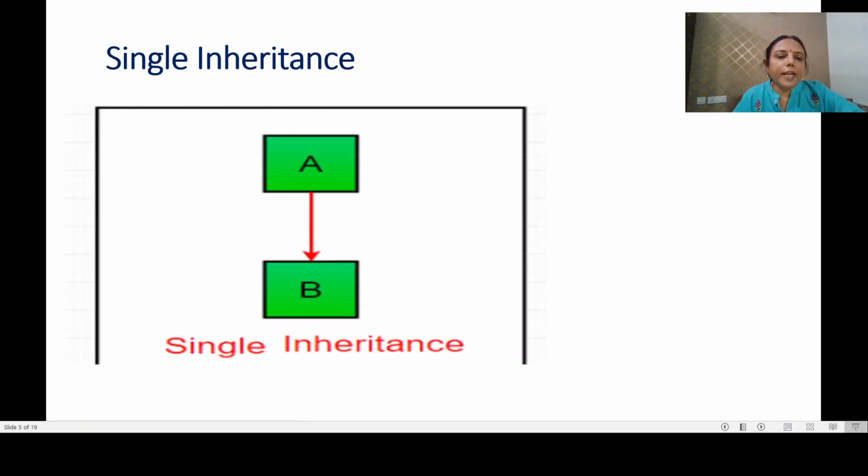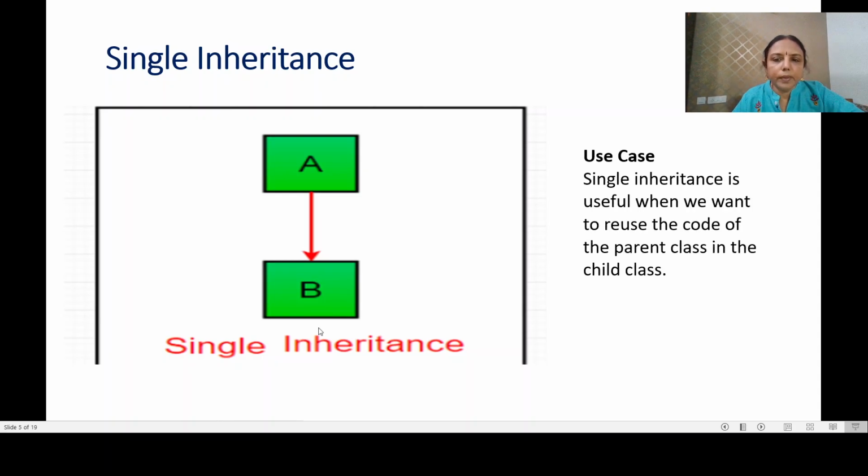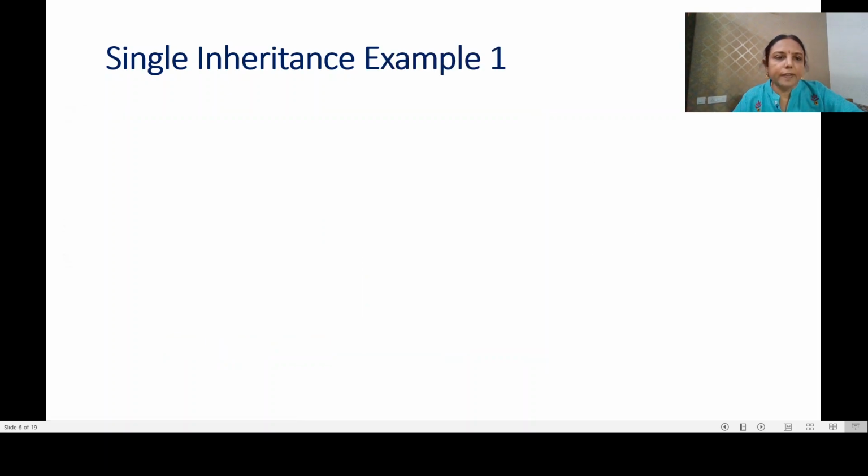So single inheritance means that we have a single parent class and single child class. A is the parent, B is the child. Single inheritance is useful whenever you want to reuse the code of the parent class in the child class.